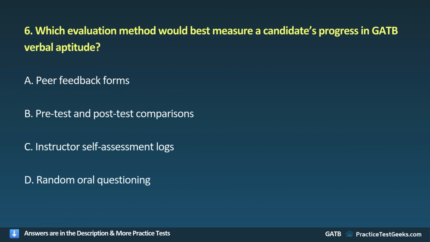6. Which evaluation method would best measure a candidate's progress in GATB verbal aptitude? A. Peer feedback forms. B. Pre-test and post-test comparisons. C. Instructor self-assessment logs. D. Random oral questioning.